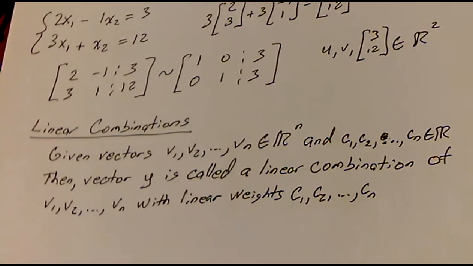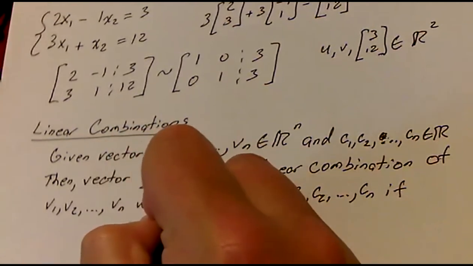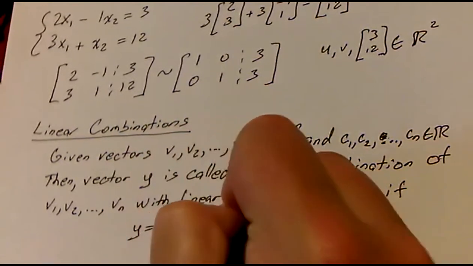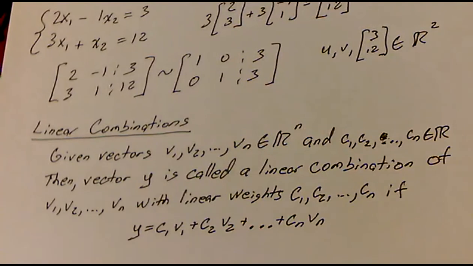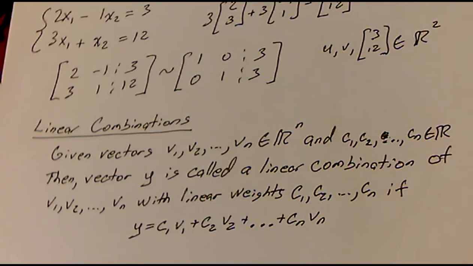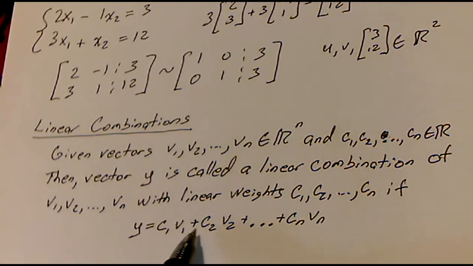As you've already seen in the class, we tend to drop off the word linear sometimes because we know it's linear algebra. So we shorten linear system to system, linear combination to combination, or linear weights to just weights. If we have an equation y equals c1 v1 plus c2 v2, continuing all the way out to the last one, cn vn, then it's a linear combination if we can set up an equation that makes that the case. So we would say y is a linear combination of the set of vectors.